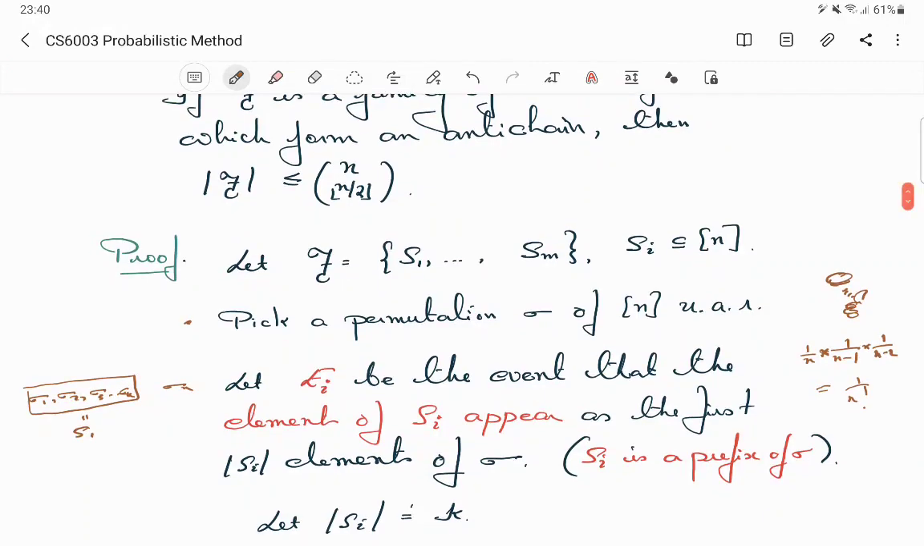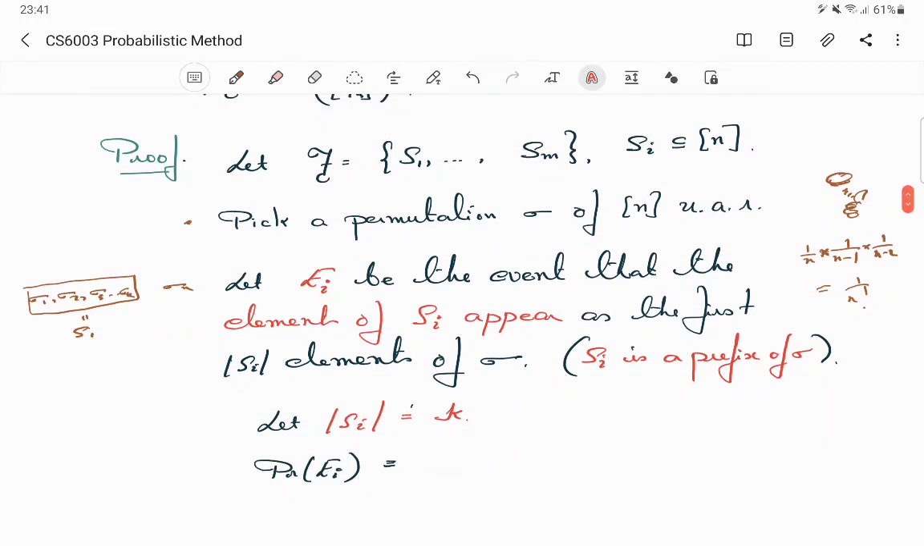Okay, so suppose the size of Si is k. If the size of Si is equal to k, then can you pause and think what will be the probability that if you pick a random permutation sigma of n, Si will appear as a prefix of sigma. I'm assuming you have thought it through, because the total number of permutations is n factorial, that's the denominator, out of which in how many permutations do you have Si as the prefix?